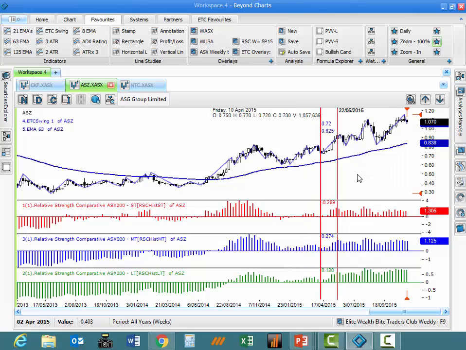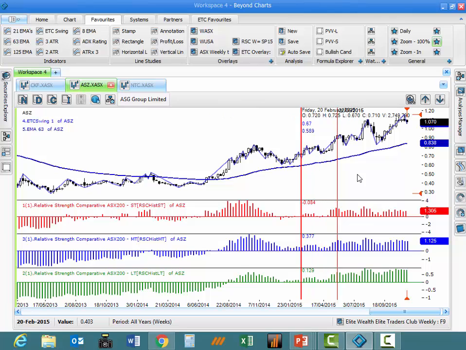The low there is also 72 cents. So at this point in time, we don't specifically have higher medium-term troughs. Prior to that, absolutely, we did have higher medium-term troughs. So it looks as though the stock is having a little bit of a breather.